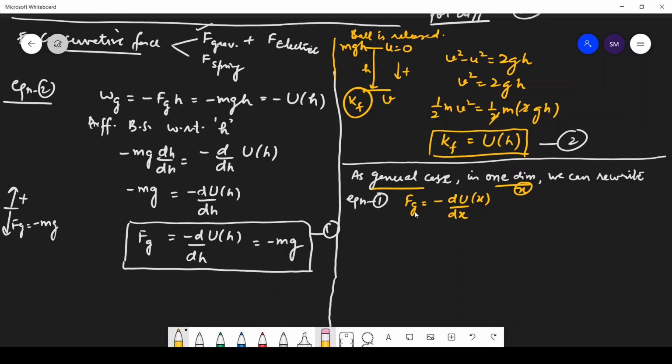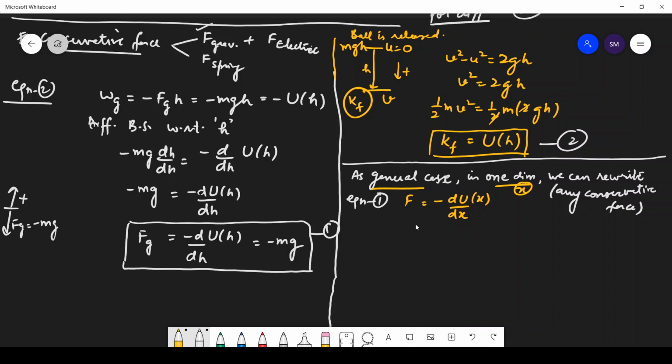So now I am writing this for any conservative force. Is this clear, students? This was for gravitational force Fg. That was related to vertical height, but now I am taking this case for any conservative force. That is why I have replaced h with x. It is still in one dimension.